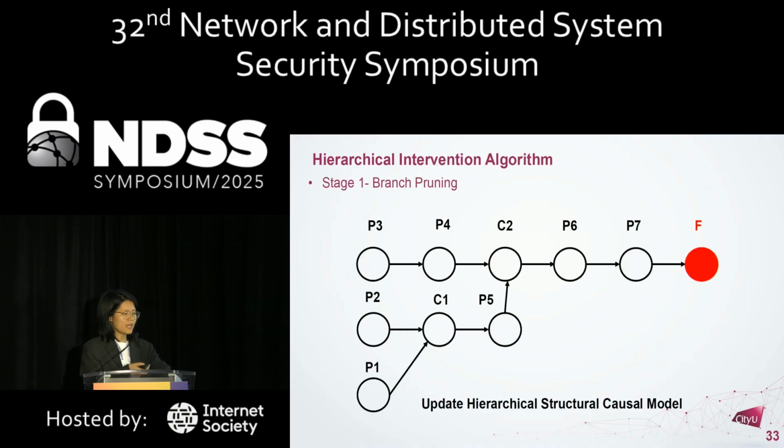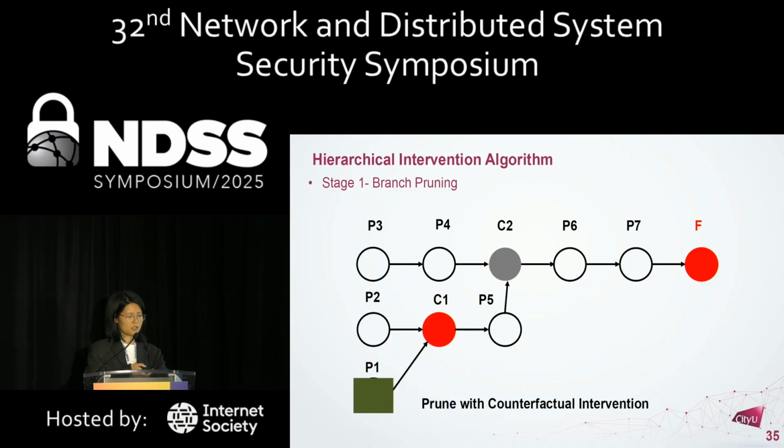And then I would like to introduce how the intervention algorithm finds the intervention targets and removes irrelevant modules. Let's look at its first stage, branch prune. Let's focus on removing irrelevant branches at first. We start by identifying collider nodes, such as C1 and C2. Then we select P1, which is the parent node of the collider C1, and we perform intervention on this node. We can observe that C1 is still faulty after the intervention, so we know that P1 is not the cause of the following faults, so we can prune it.